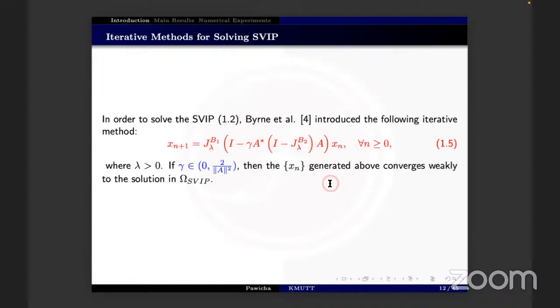In order to solve the split variational inclusion problem, Byrne introduced the sequence defined by 1.5, where the step size gamma n belongs to this set, and this sequence provides weak convergence.